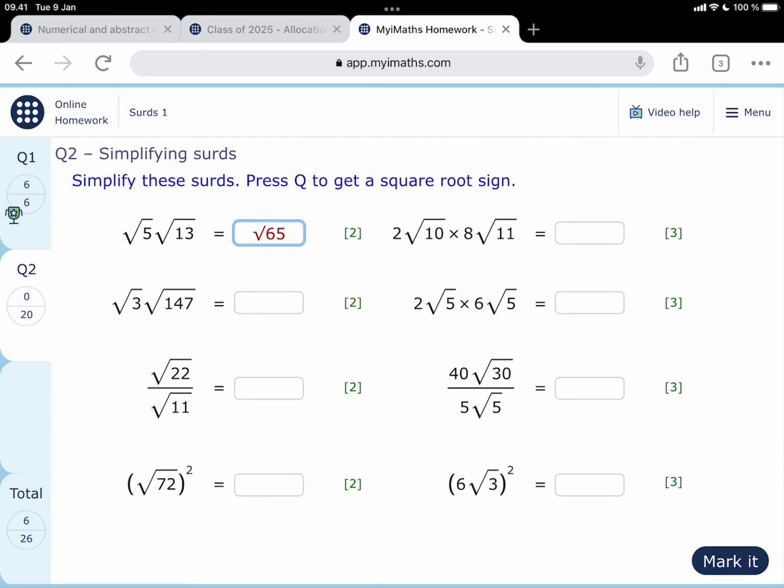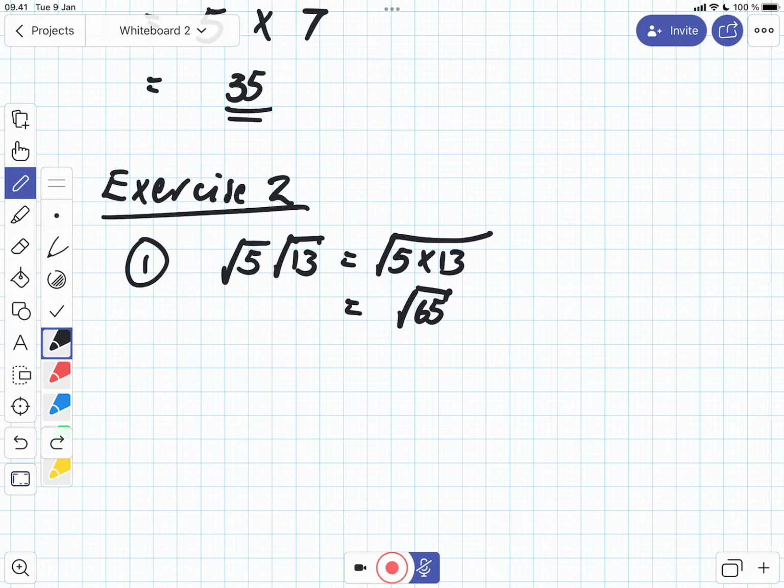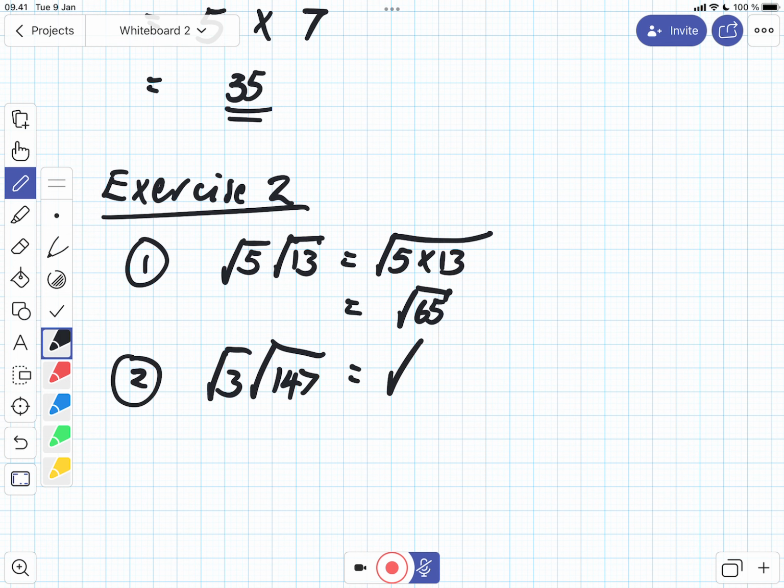Okay, next one, square root of 3 times the square root of 147. So let's have a look at that. So, well, first of all, I'll just write that the square root of 3 times the square root of 147 is equal to the square root of 3 times 147, like that, which is the square root of, gosh, 3 times 147 will be 441.